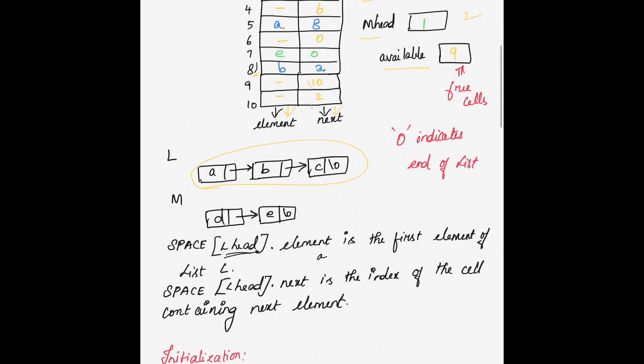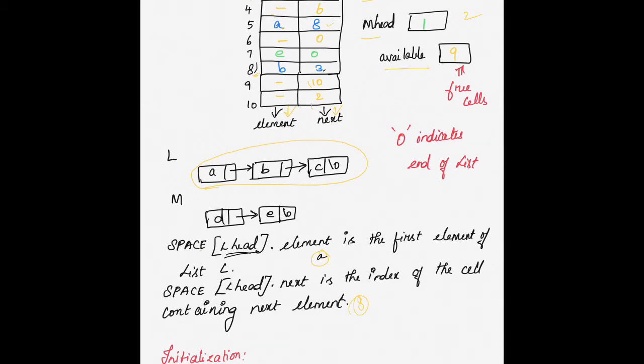The syntax to access the element and the next is this. You have space, which is the name of this array, then a square bracket, and inside that you give the position where we are going to access. L head here is 5, so space[5].element is an example. If you go to 5, the element is A, so the answer will be A. And L head dot next means the next position, so the answer is 8 over here.